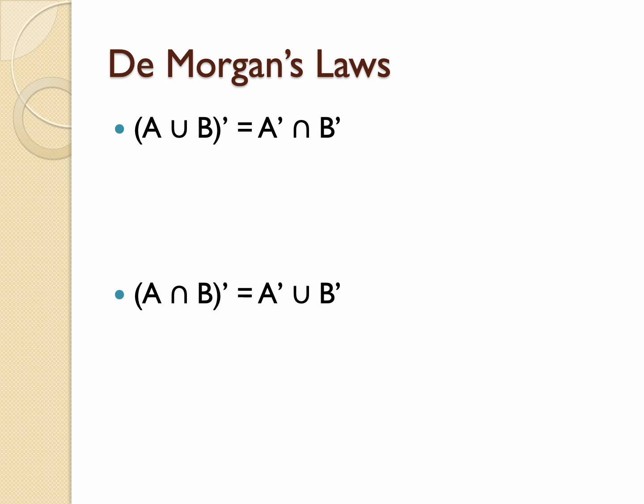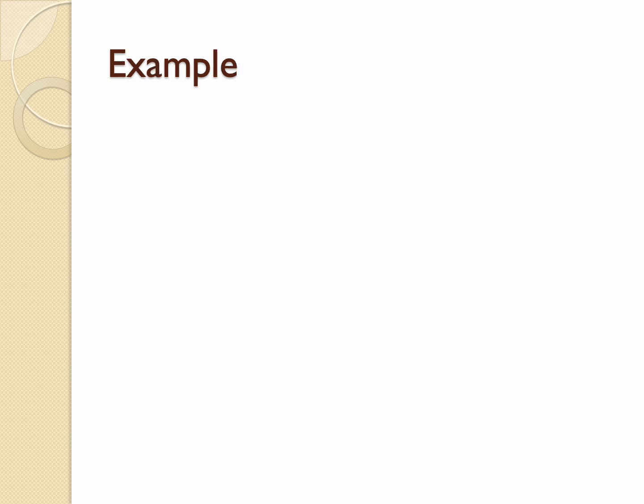Similarly, for the second law, you can apply the same chain of reasoning. So (A intersection B) whole complement, you open the bracket, so it becomes A complement, and B turns into B complement, whereas the intersection in the bracket now turns upside down, it gets inverted, and it becomes a union. So let's now do an example.